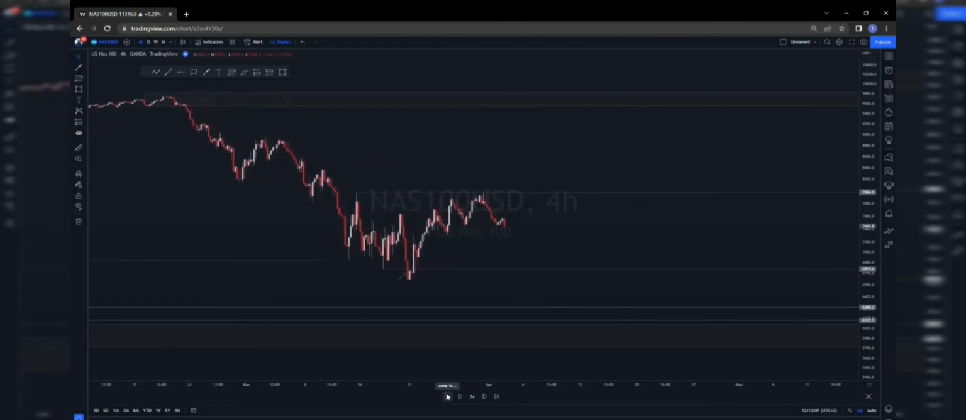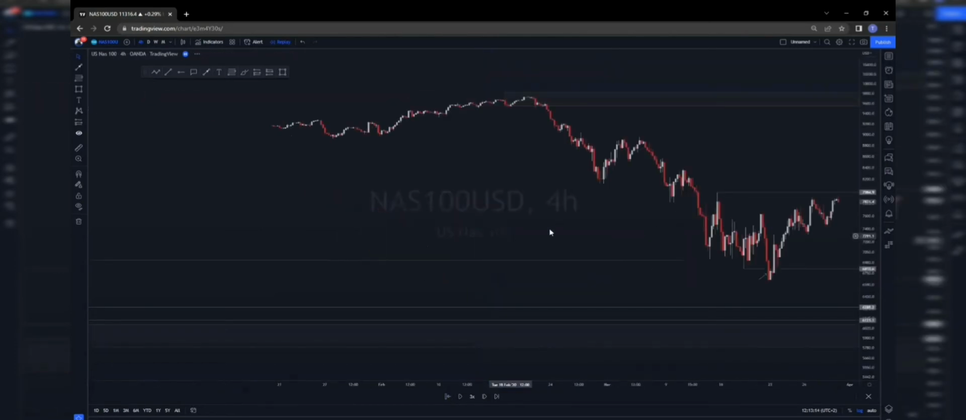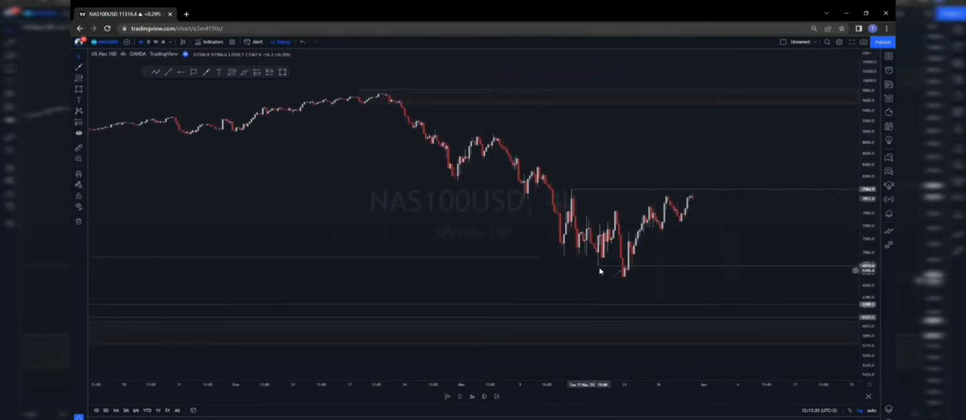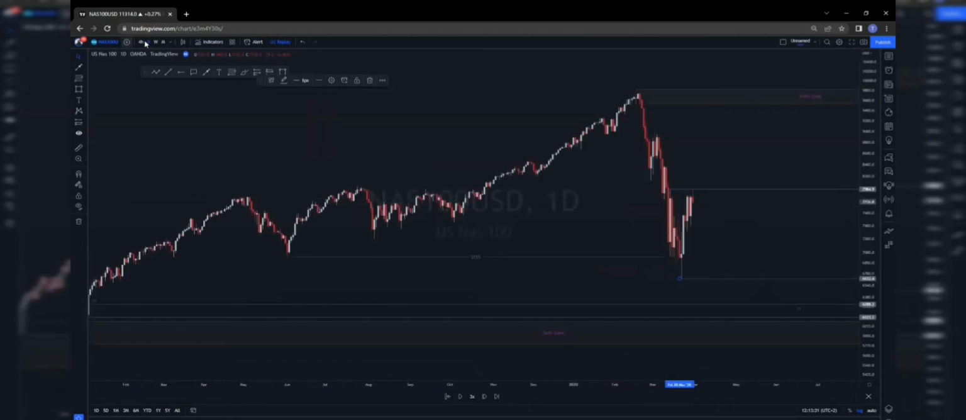All right, so the market took liquidity here. So this is our area of liquidity over here because it's a low. Going back to the daily, we have a zone over here. So I think this will be my first trade. We have a zone over here.